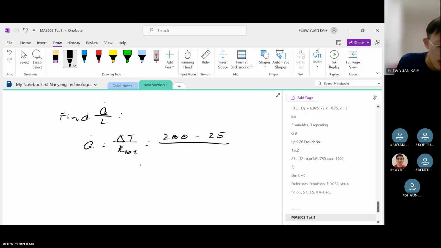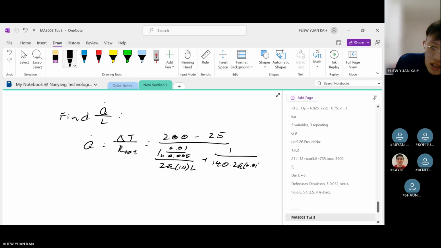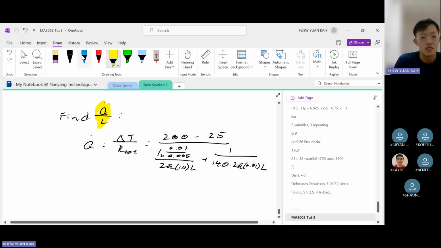So the conduction resistance is given by ln R2 over R1 divided by 2 pi K times L. R2 in this case will be 0.01. Then plus 1 over HA, so 40 times 2 pi R times L. Okay, so how are we supposed to squeeze out the value of Q over L?